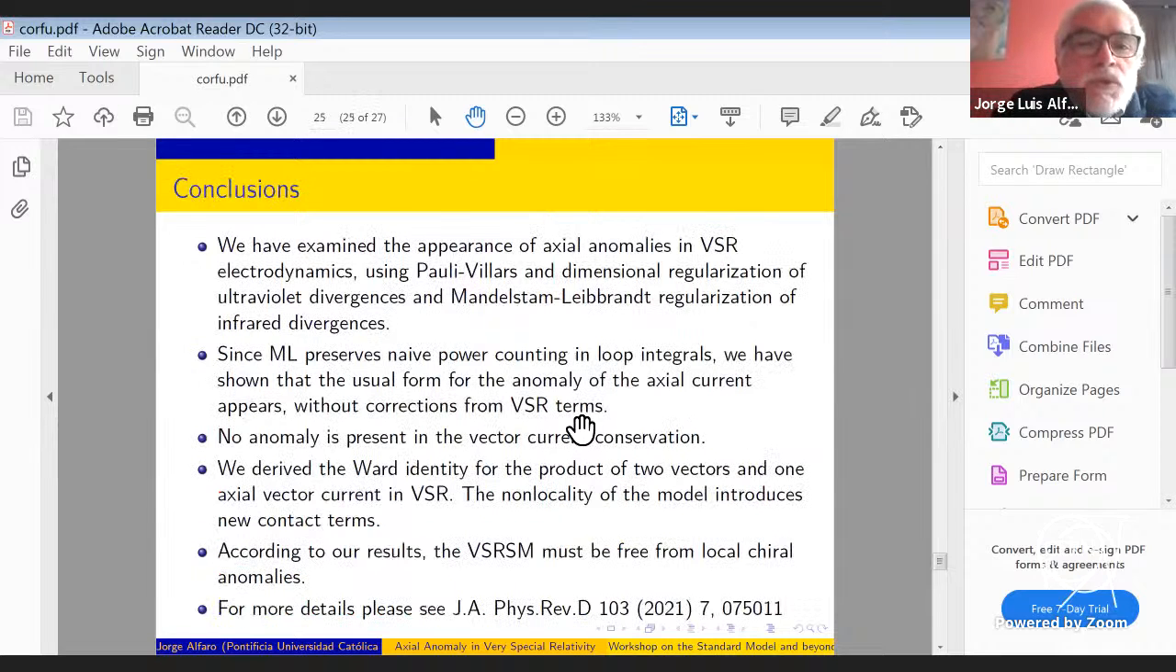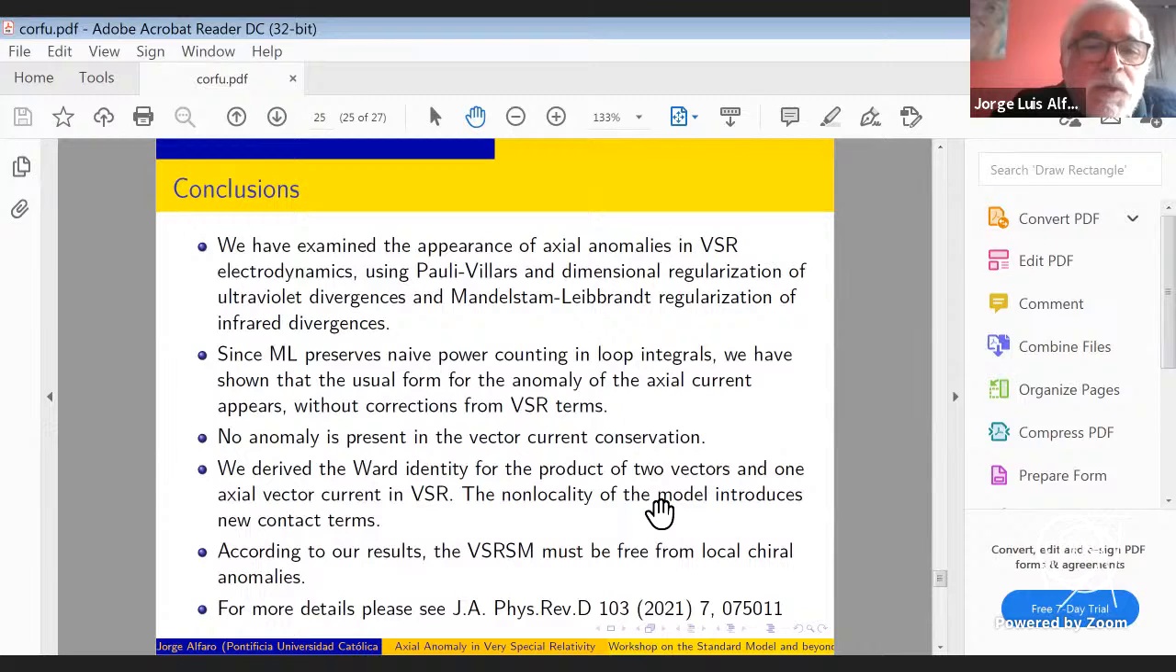So what are the conclusions? We have examined the appearance of axial anomaly in VSR electrodynamics using Pauli-Villars and dimensional regularization of ultraviolet divergence and Mandelstam-Leibbrandt regularization of infrared divergence. Since Mandelstam-Leibbrandt preserve naive power counting in loop integrals, we have shown that the usual form of the anomaly of the axial current appears without correction from VSR terms.